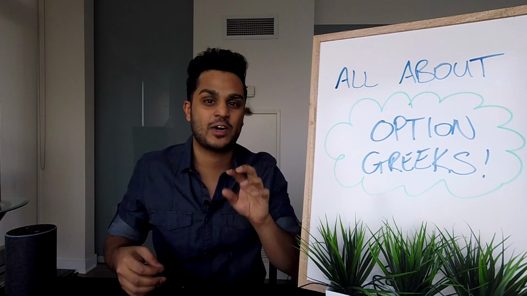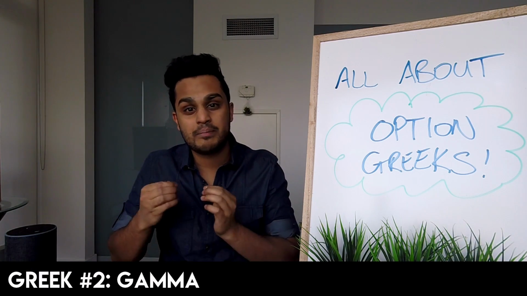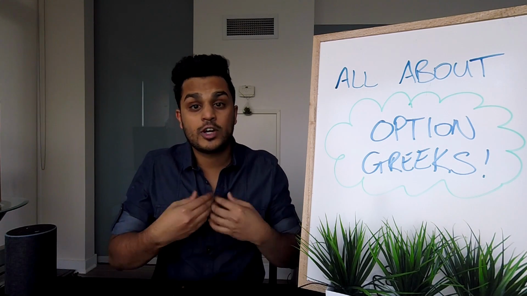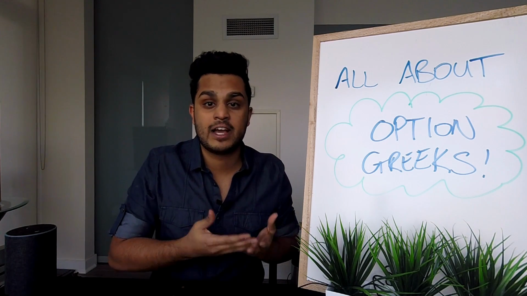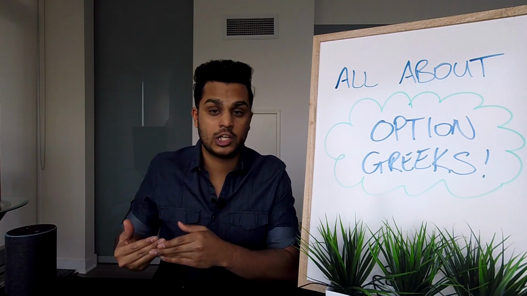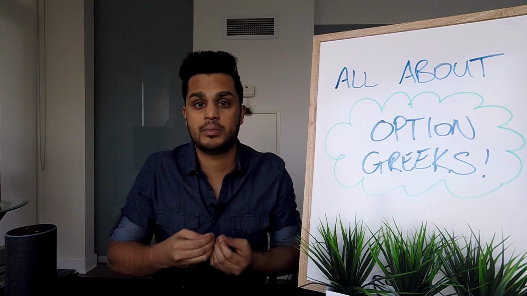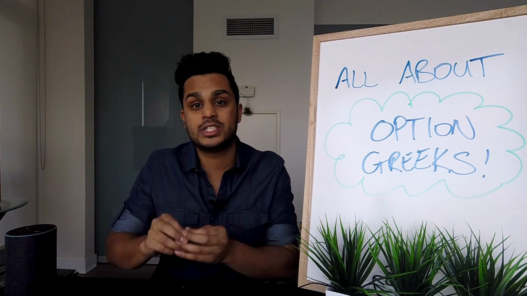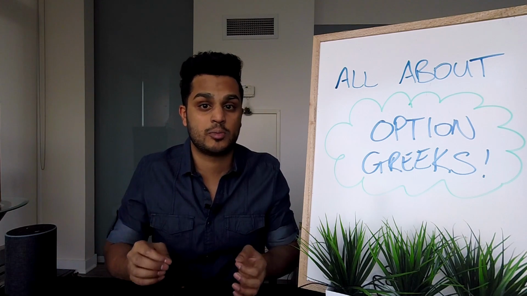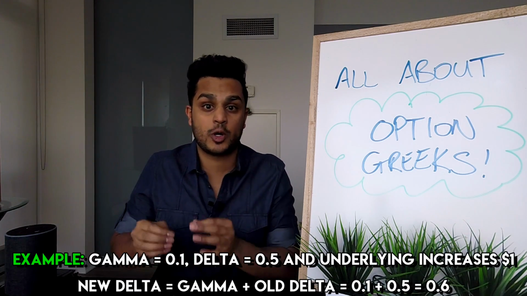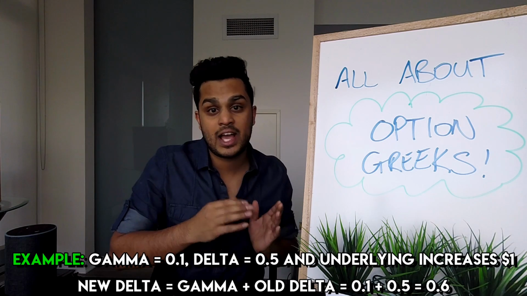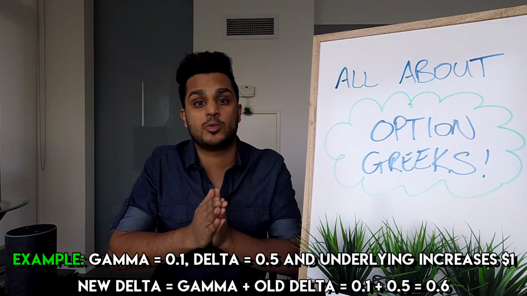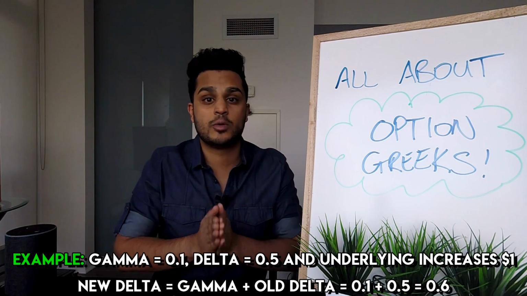Alright, so the second Greek that we have is gamma, which measures the rate of change per $1 change in the underlying stock. So for example, if the delta is 0.5 and the underlying moves by $1, the new delta isn't necessarily going to be 0.5 as well. The new delta, in fact, is calculated by using gamma, which for example could be 0.1. So in this case, if the gamma is 0.1 and the old delta was 0.5 and we had a stock movement of $1 in the underlying, the new delta would be 0.5 plus 0.1, which is 0.6.